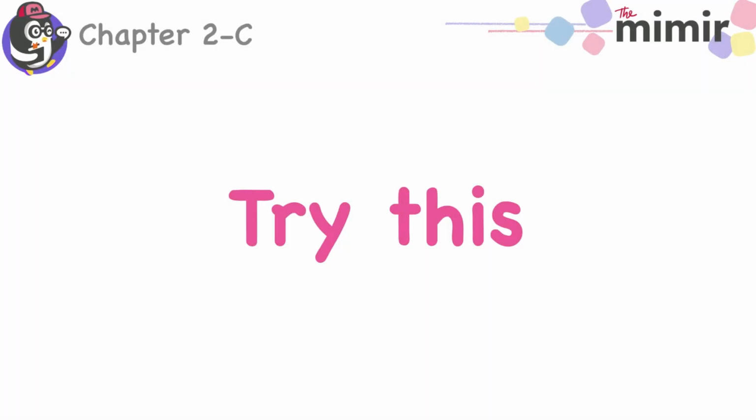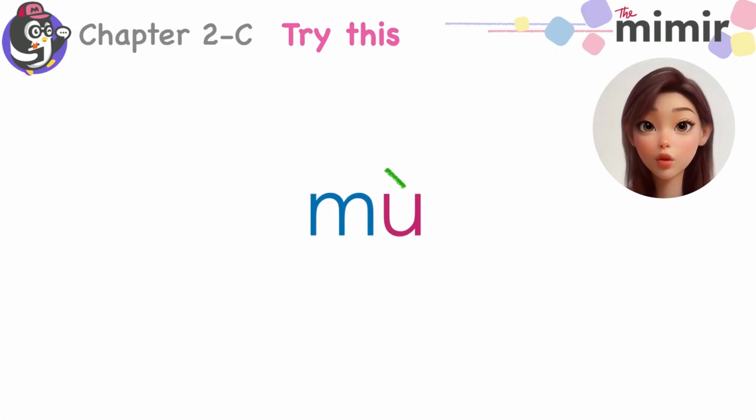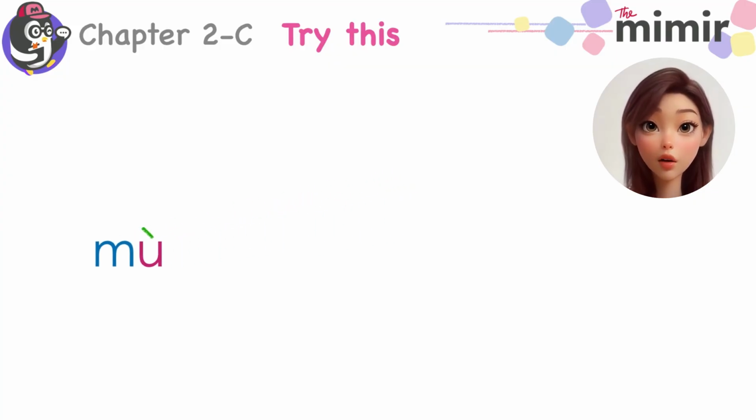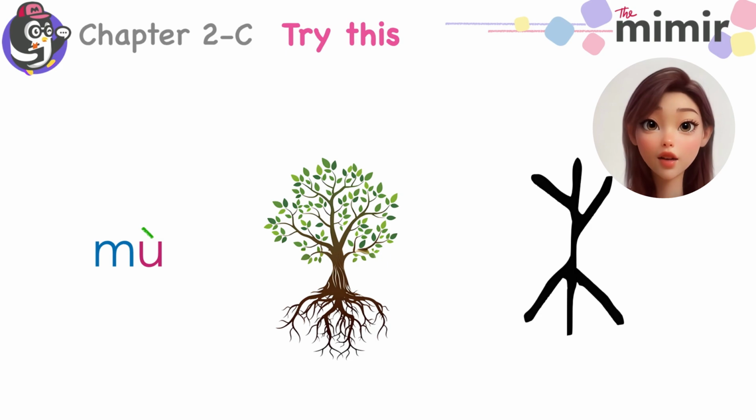Part C. Try this. Now try to read this syllable. 木. In Chinese, one of the meanings of the syllable 木 is tree. In ancient times, when a person saw a tree, he would draw a picture like this, which became our original Chinese character with the meaning of tree.